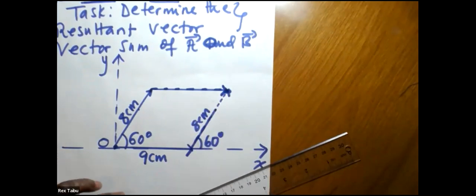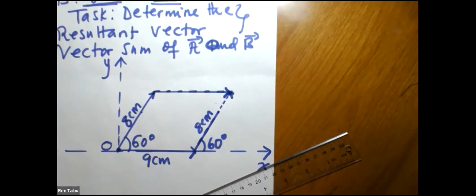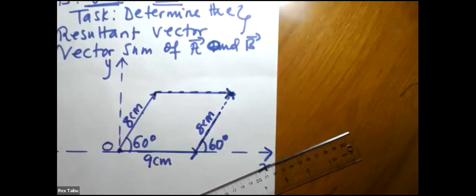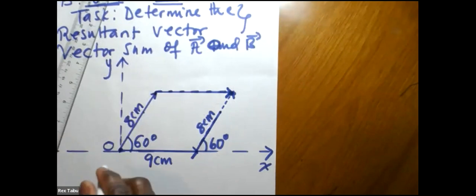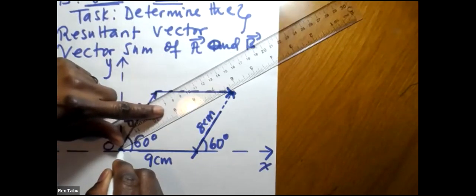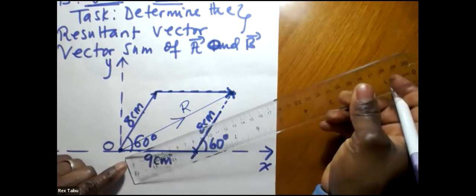And finally, you draw the resultant. Okay, let me cover my marker. The resultant is the diagonal. The diagonal starts from the origin there and goes all the way there. This diagonal is the resultant you are looking for. That's the resultant vector that you are looking to get. Now you can actually measure this line and see how long it is.